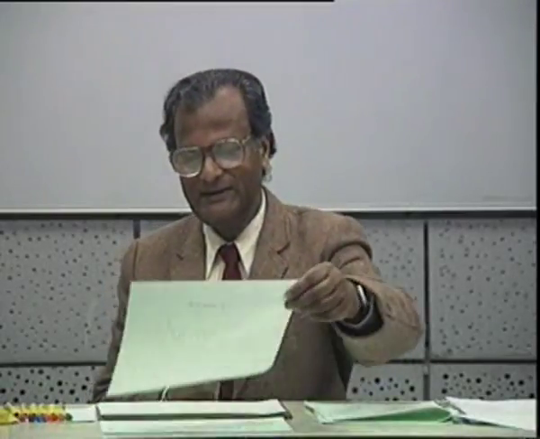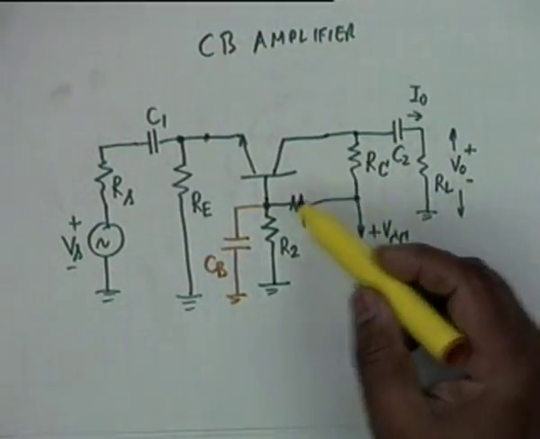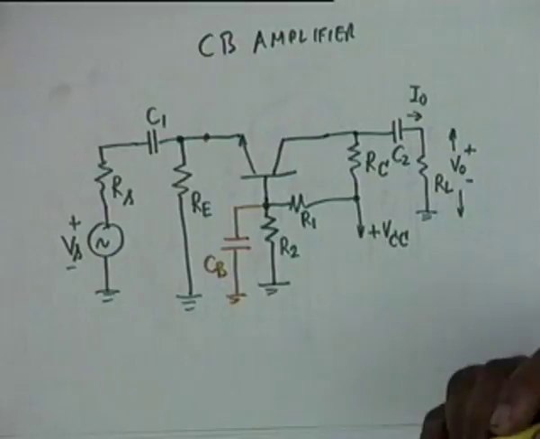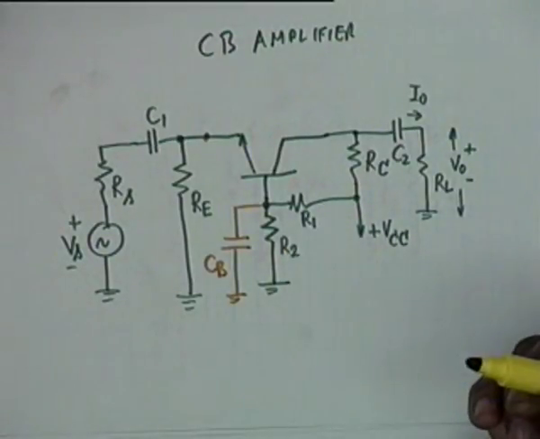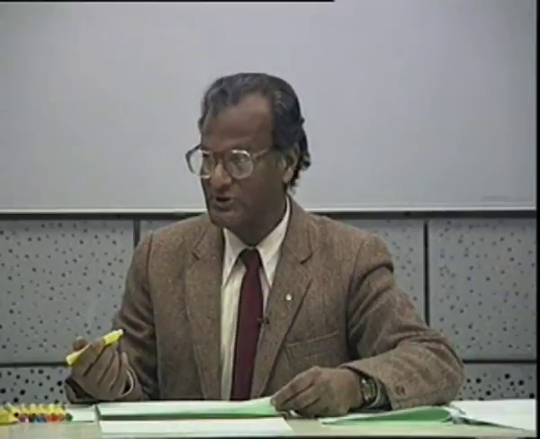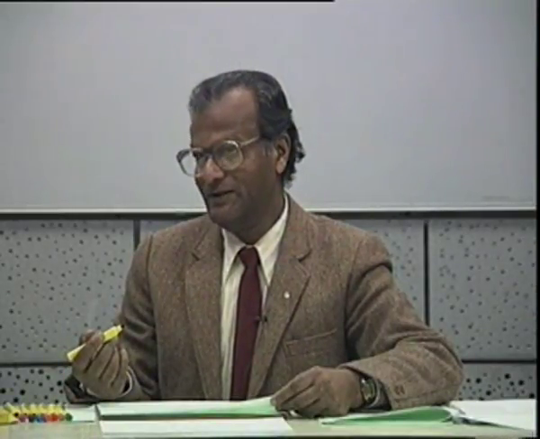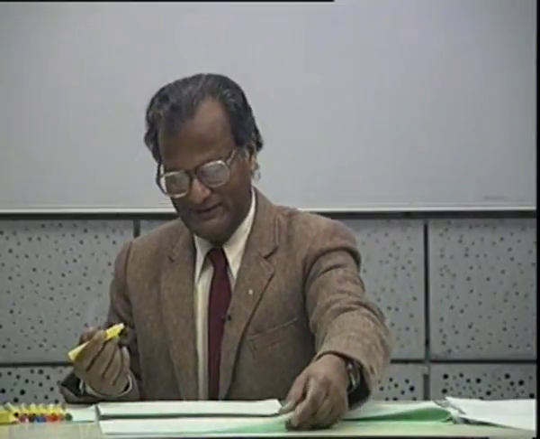R1 is connected from VCC, which is a ground, to a point which is ground. So R1 does not affect. Neither R1 nor R2 affects the AC operation. Is that clear? We have killed RB, the parallel combination of R1 and R2, which shows its teeth in the common emitter amplifier so prominently. Okay? We have killed it.